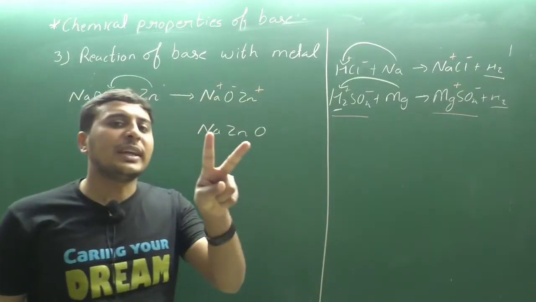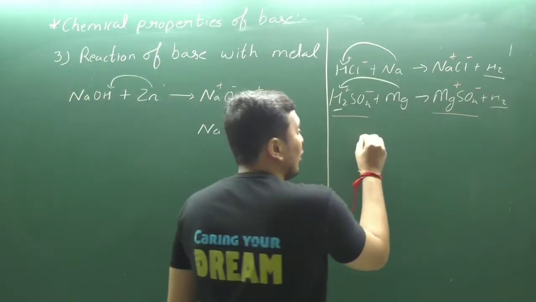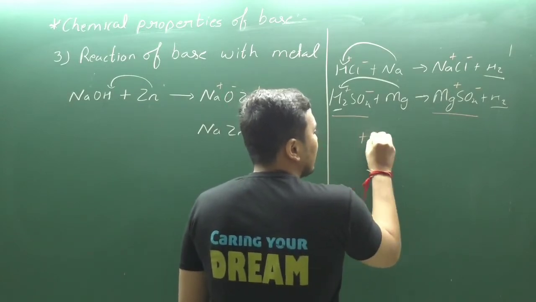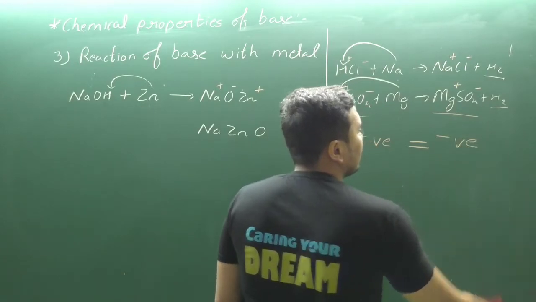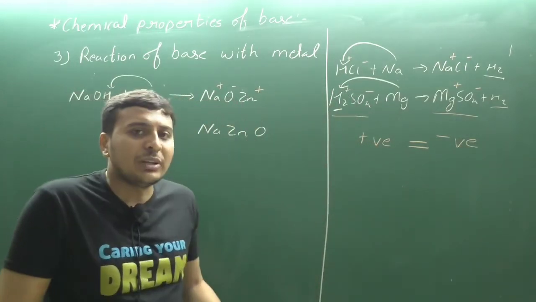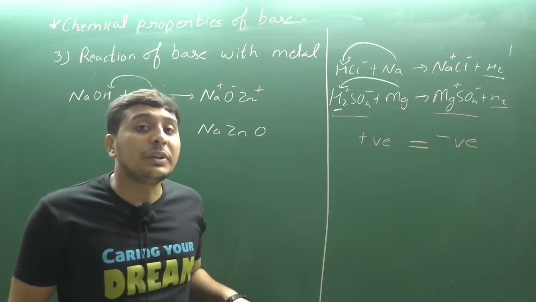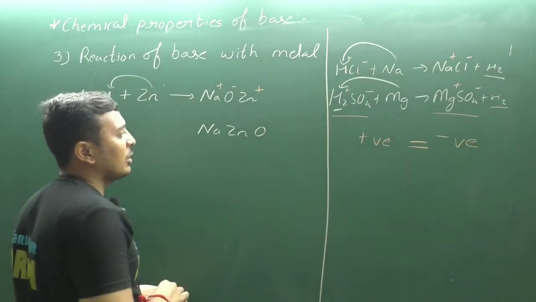NaZnO. Now, the second rule of writing a chemical formula was that the positive charge should be equal to the negative charge. Positive charge should be equal to the negative charge. So, how can we do that? Let us count here. What is the total negative charge and what is the total positive charge?